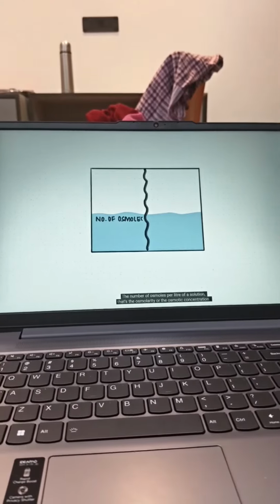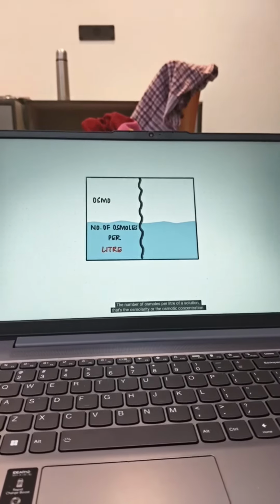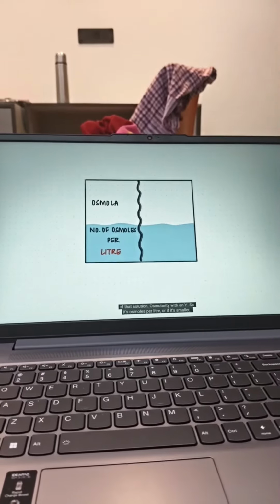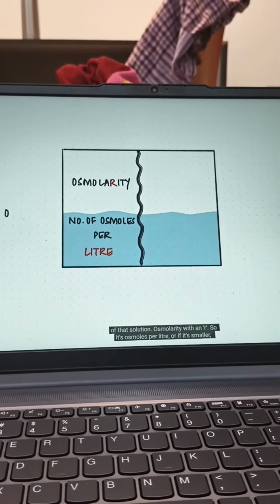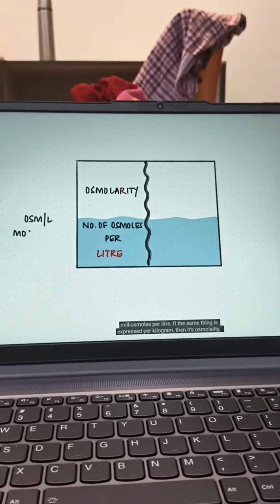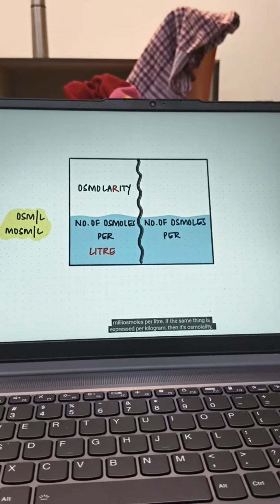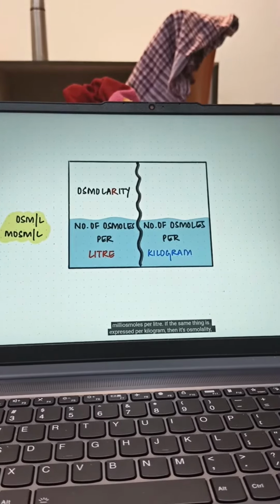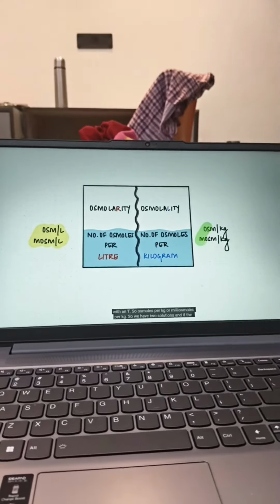The number of osmoles per liter of a solution, that's the osmolarity or the osmotic concentration of that solution. Osmolarity with an R. So it's osmoles per liter, or if it's smaller, milliosmoles per liter. If the same thing is expressed per kilogram, then it's osmolality with an L. So osmoles per kg or milliosmoles per kg.